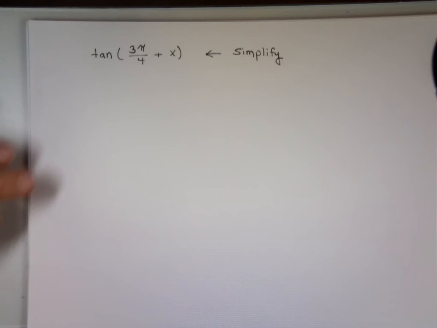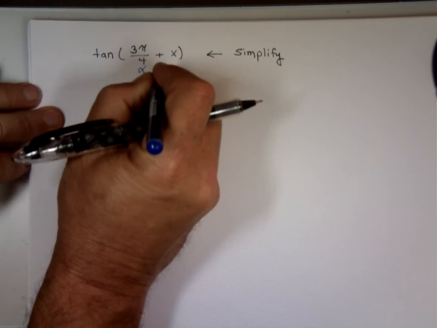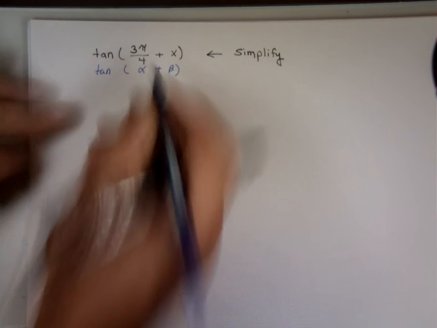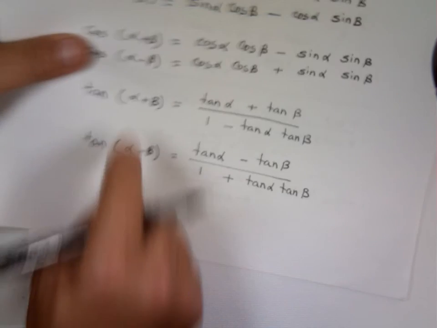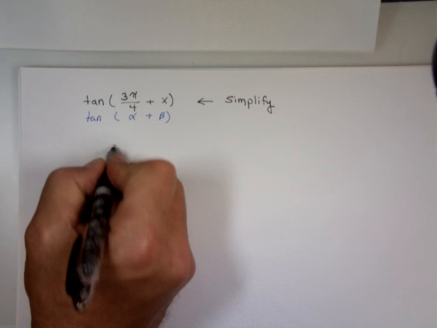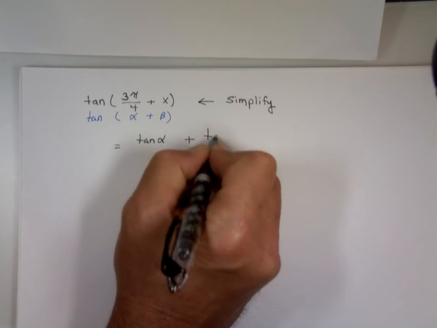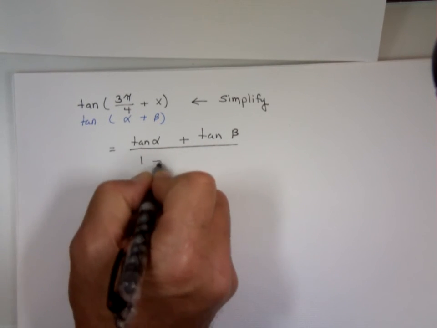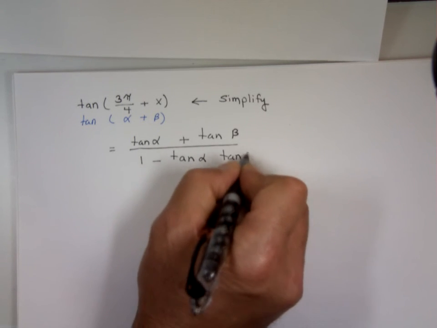So that's tangent of alpha plus beta. So this is your alpha, plus beta, right? So let's see, what do we have for tangent of alpha plus beta? Do we have anything on alpha plus beta? Yep, it's tangent alpha plus tangent beta over 1 minus tangent alpha tangent beta. That's right there.